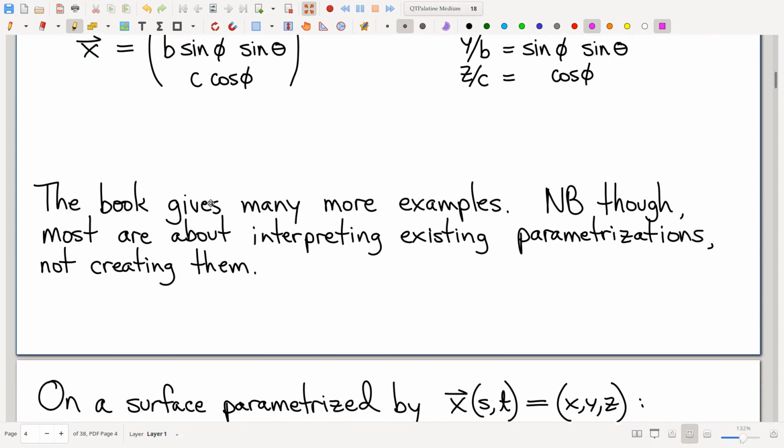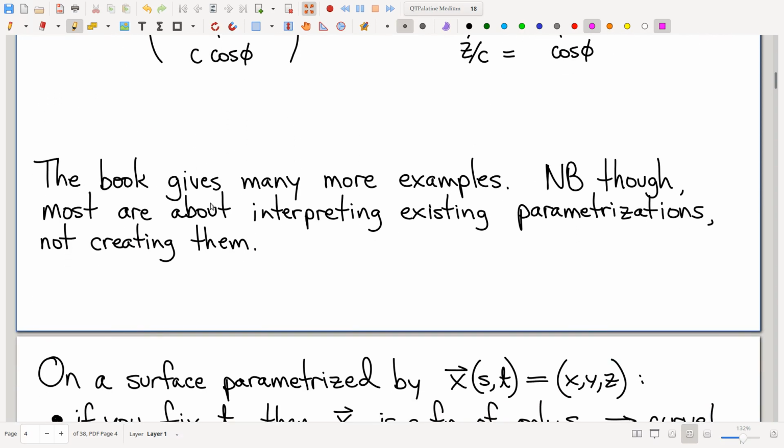Okay, so there's a bunch more examples in the book. Here's the problem. The book's examples all fit into a form that I think leaves a little something to be desired. All of the book's examples start with the parameterization. They're like, hey, here's a parameterization, and then they try to reverse engineer what is the surface that this is a parameterization of. And that's fine. That's an important thing to be able to do. You do need to know how to do that. And so those are nice examples in that way.